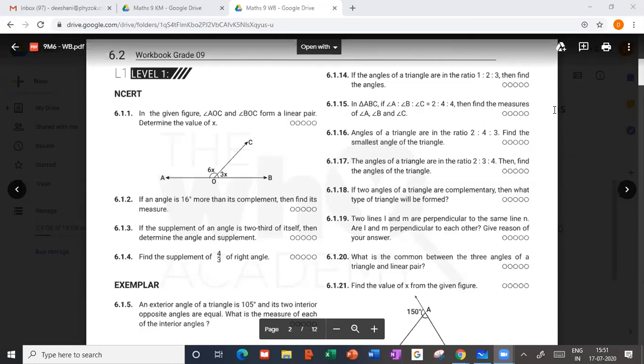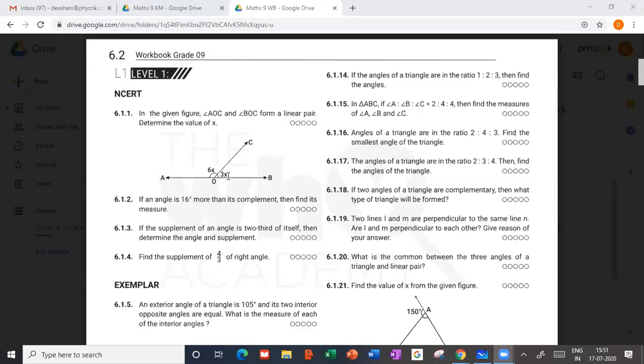Correct? Yes. So 6x plus 3x, 9x is equal to 180, or x is equal to 180 by 9. Anybody wants me to write and show this? Okay, no answer. Cool. So I'm guessing you all got it.